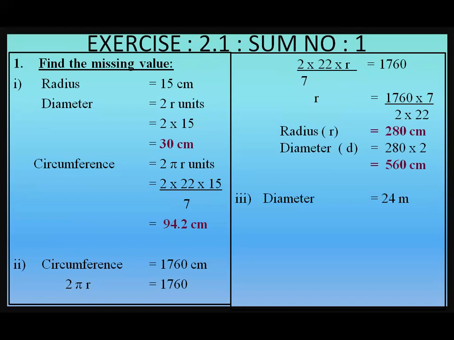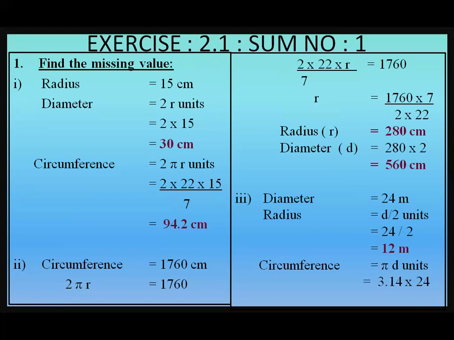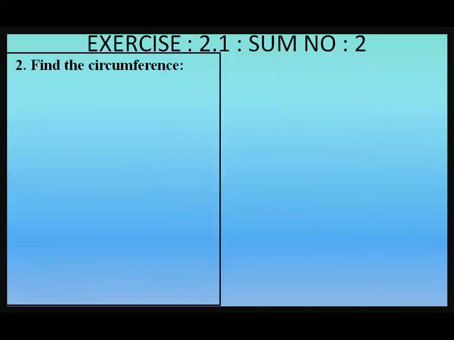Third sum, diameter is given. Let's find the radius and the circumference. Radius is diameter divided by 2. So 24 by 2 is 12 meters. And circumference is pi d. So pi into d, 22 by 7 or 3.14 into 24 gives you 75.36 meters.